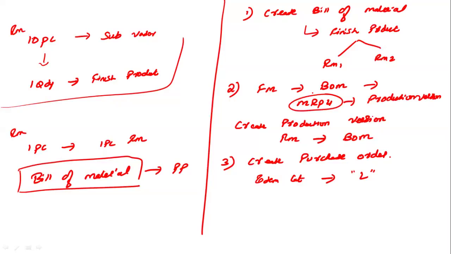You can create a purchase order with item category L. If you have created the bill of material, it will get updated automatically. If you have not created the bill of material, then you might also enter the bill of material manually there.